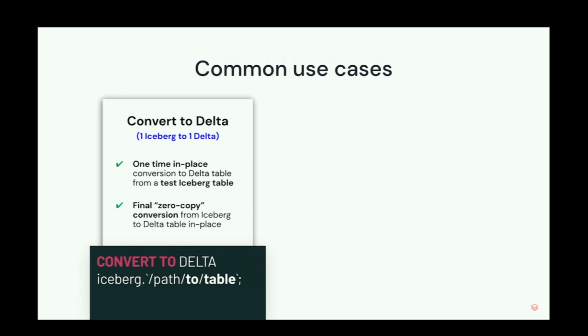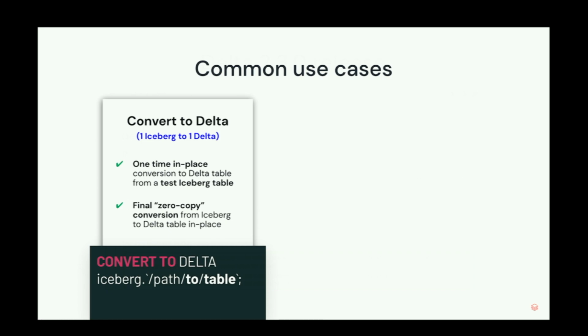And how do you use it, right? This is one Iceberg table to another Delta table. And this is a one-time conversion process, and it's in place. You're not copying the data files when you're doing this convert. You're just creating another Delta metadata layer on top. And you can definitely use it in a test scenario, on test Iceberg tables, or when you decide you're doing the final conversion, this is the command to use, just convert to Delta.